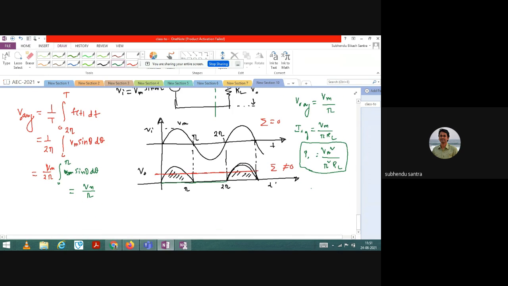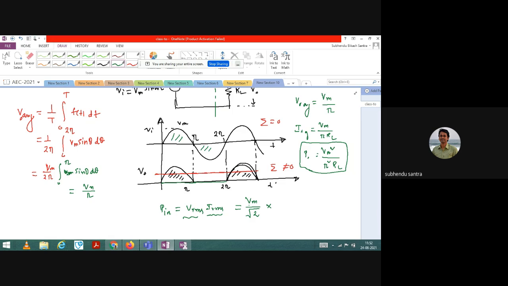What about the input power? P input. How to calculate P input? Vrms, I already told you, into Irms. Vrms is what? This is the input voltage. What is the RMS value of the input voltage? Vm by root 2. Yes, very good. And what about Irms? I by 2, sir.